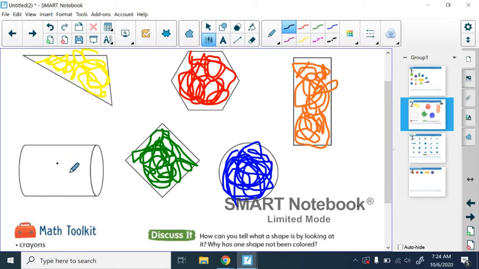It is a solid shape, and it is called a cylinder. So we didn't color this shape because it's not a flat shape, it's a solid shape. It is a cylinder.